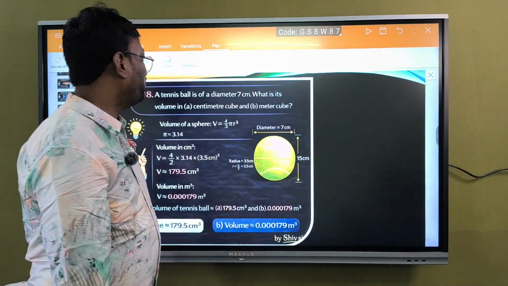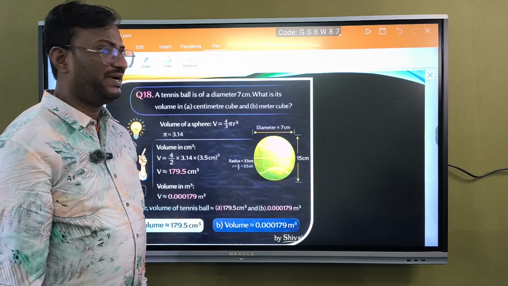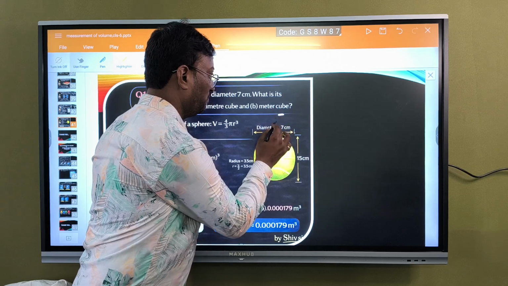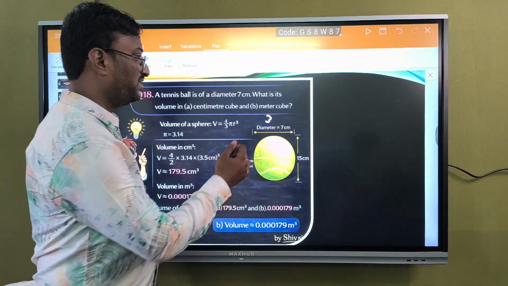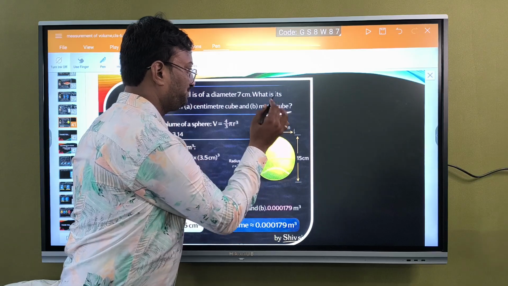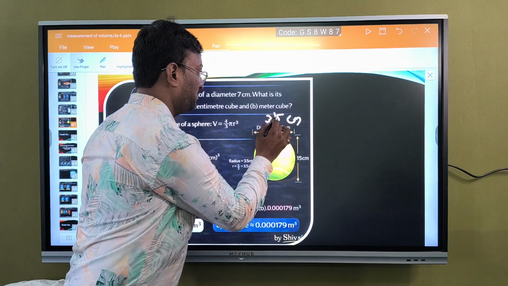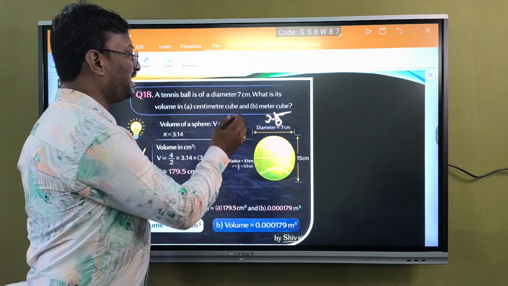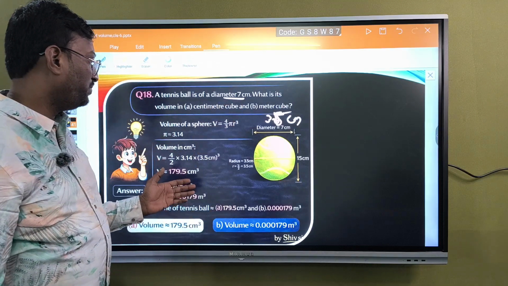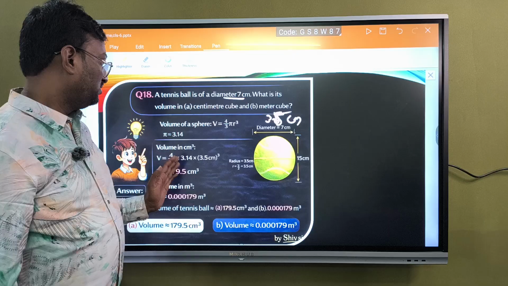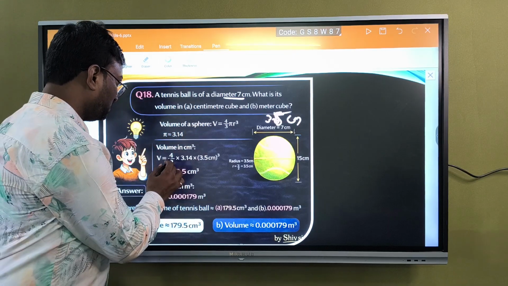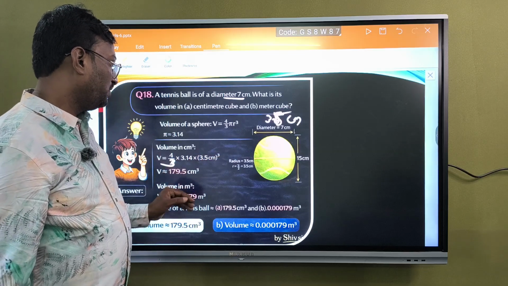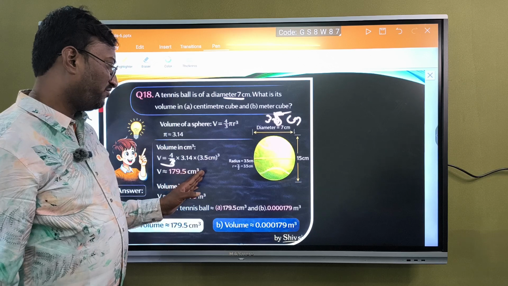Next one, a tennis ball is of diameter 7 centimeters. Diameter 7 centimeters means the radius is half of it, 3.5 centimeters. What is the volume in centimeter cube? Since it is given in centimeters, first you find the volume in centimeters. The volume of the sphere is 4 by 3 pi r cube. 4 by 3 into pi r cube, we will get around 179.5 centimeter cube.